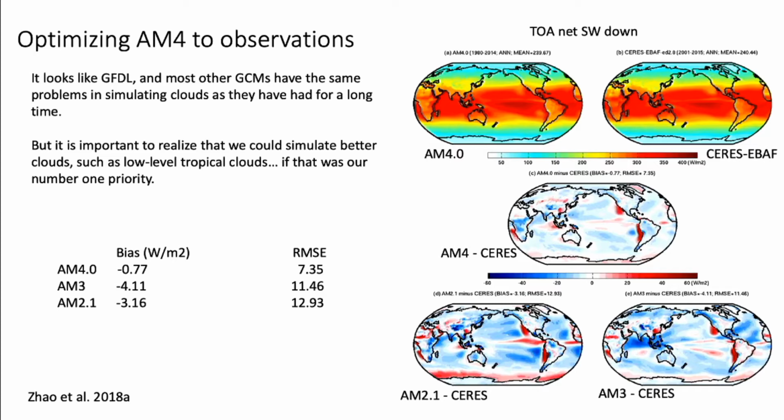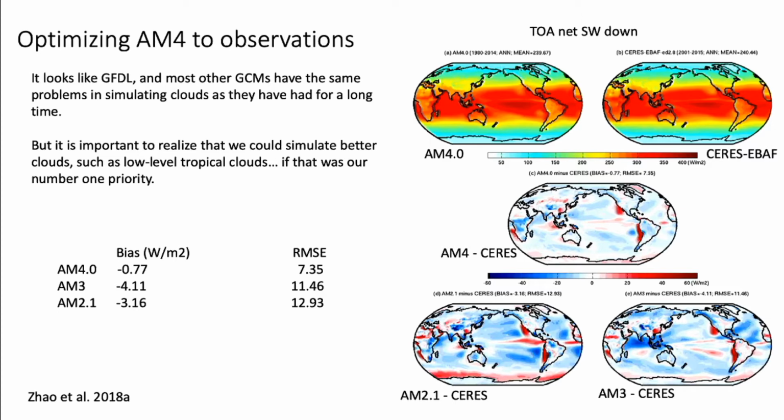So the bias here in watts per meter squared at the top of the atmosphere is now less than 1 watt per meter squared. We're very happy with that, because in the past it was several watts per meter squared. And then this is the root mean square error, so that gives you a measure of the spatial pattern of the error. That's also decreasing quite significantly. So this is one of the things that we were quite happy with.